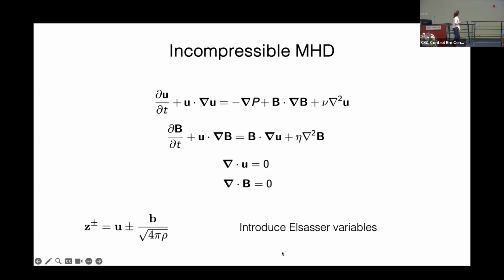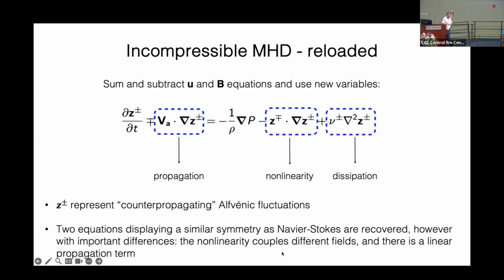So here are, for your reference, your incompressible MHD equations, okay? Like Marco said yesterday, instead of using u and b, it's convenient to use Z plus and Z minus, the Elsasser fields. So you can combine the momentum equation with the induction equation, appropriately sum and subtract them, so that from two equations, one for u and one for b, you get two other equations, one for Z plus and the other for Z minus.